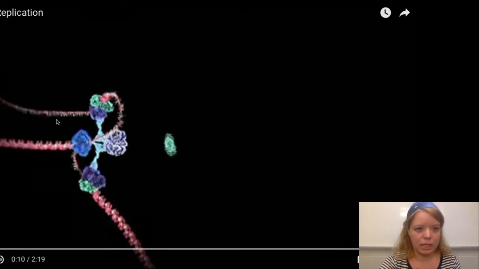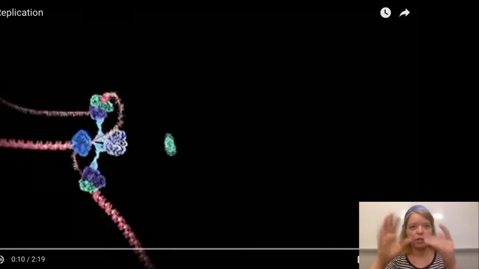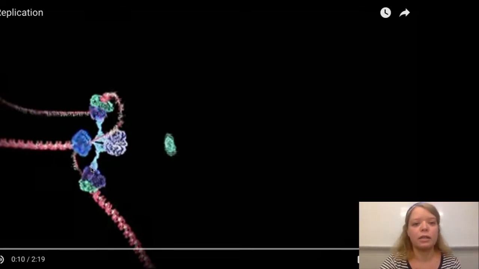So now we have zoomed out, and you can again see the trombone model. In this case, the loop is not as obvious here. This is the leading strand, and this is the lagging strand, and this is the big clamp. Eukaryotes have a bigger clamp holding, in this case, two polymerases together, and one polymerase just fell off.